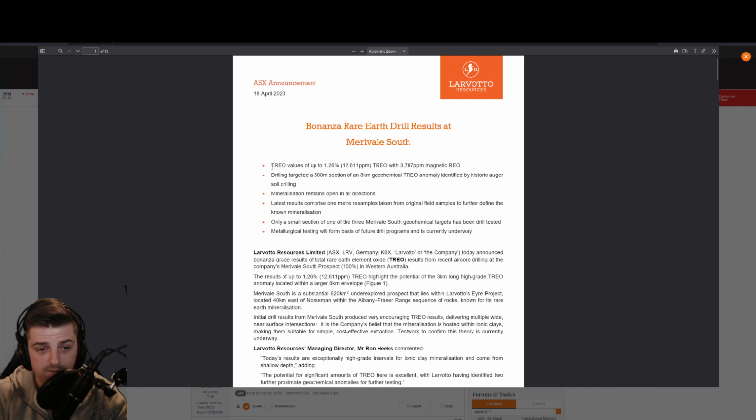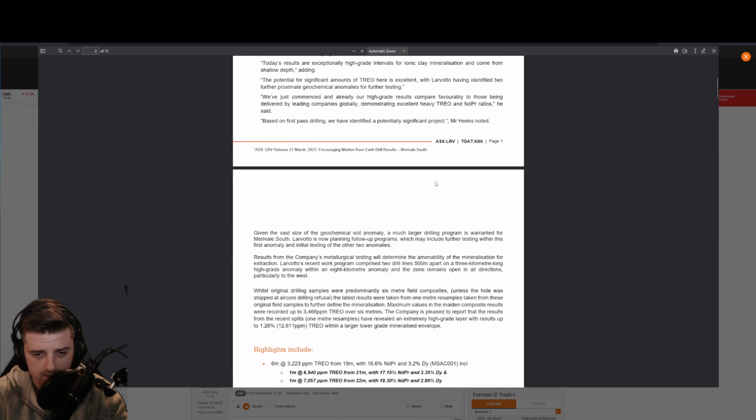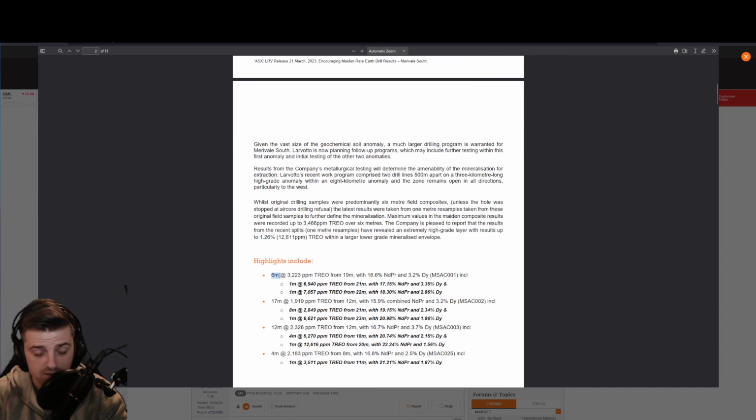Okay, so we have high percentage of trio, so 1.2%, which is 12,000 ppm for trio. And I can't remember how many meters. It was targeted 500 meter section. I'm pretty sure I just read the headline. Oh, here we go, 6 meters.